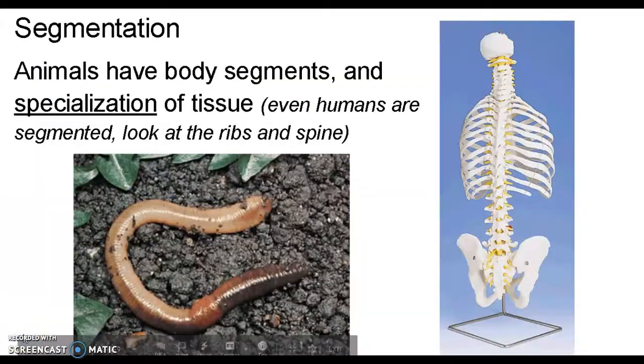Another trait to evolve was segmentation, and this actually evolved a couple times in the phylogenetic tree. Animals have body segments, or certain parts, and specialization of tissue in these parts. So if you look at this earthworm, you can see all the little ridges, all the little segments that make up the worm. And even humans can be considered to be segmented because of the way our ribs and our vertebrae are all made up of small repeating parts.